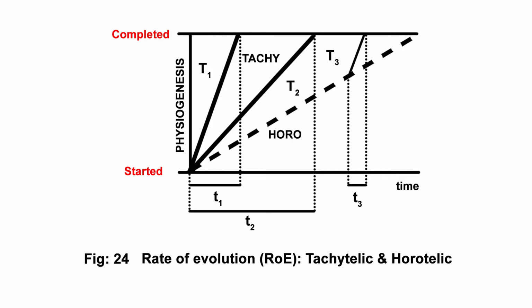The T1 belongs to the first stage where the evolution is fast, and in time period T2 it becomes trachytelic because the evolution has slowed down, while when it crosses T2 it becomes horotelic because its evolution has further slowed down.